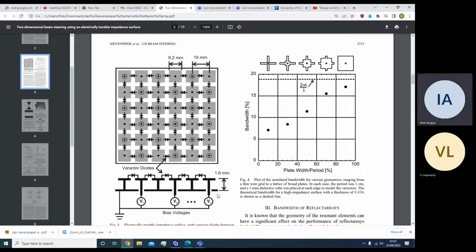I say this paper is different. Why do I say it's different? Because in other papers, if you check online, it will be a varactor diode or a diode inside a unit cell, not sharing. So what I mean is, this one here is sharing a varactor diode with this one. But if you look at other papers, you see the varactor diode inside the unit cell itself.